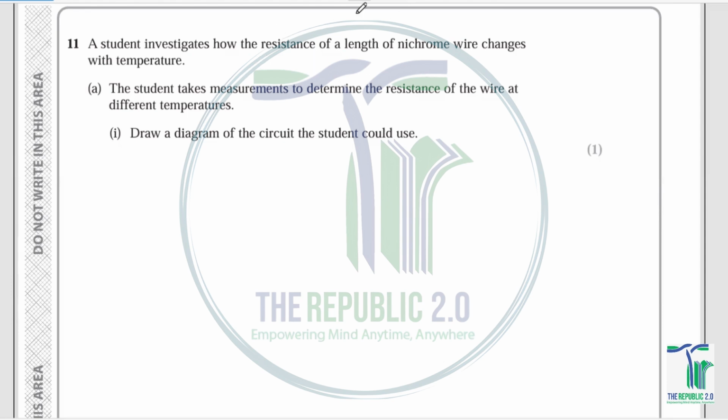So first of all, you must have a battery, something like this. Then you have got a circuit, and you have to find how the length of the nichrome wire changes with temperature, and you need to calculate the resistance of the wire at different temperatures, to determine the resistance of the wire at the different temperatures.